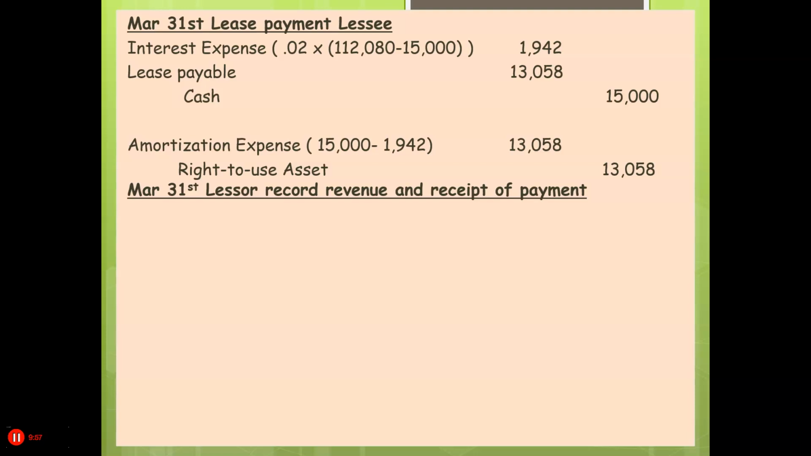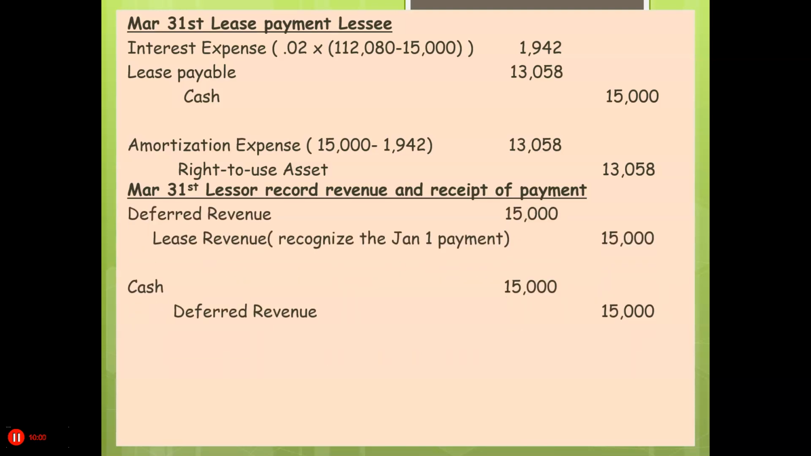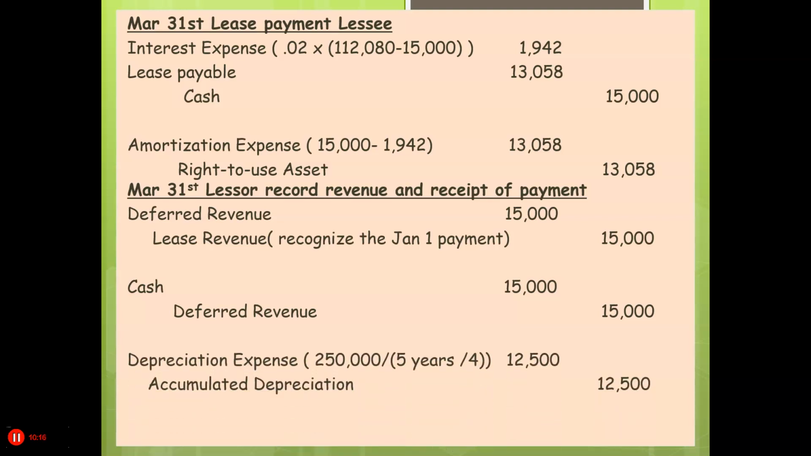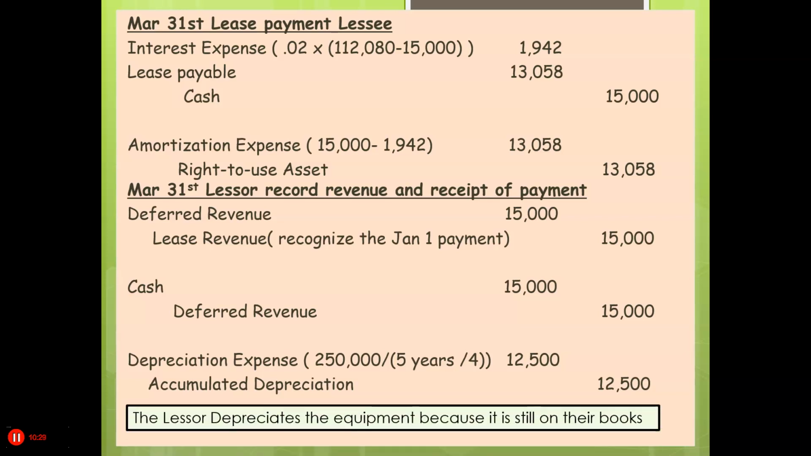Now, for the lessor, they're going to now treat that payment in January as lease revenue, and then they're going to record the next payment they received on March 31st as deferred revenue. But what they're also going to do is depreciate the item. So we would take the $250 divided by 5 years divided by 4 quarters, and we'd have depreciation expense, accumulated depreciation. We have to depreciate on the lessor's books because it still is on their books. There is no transfer of ownership.